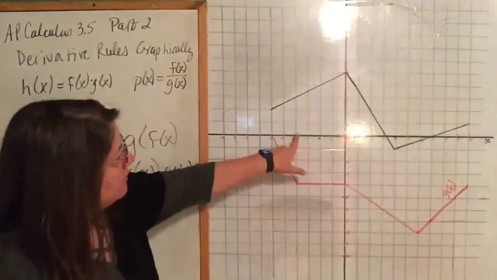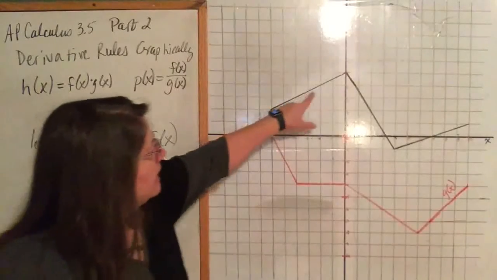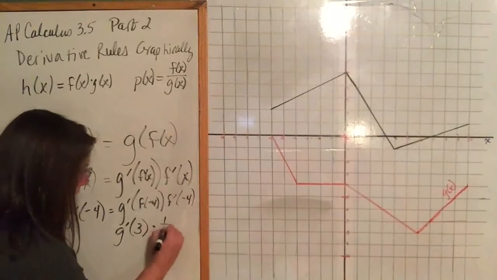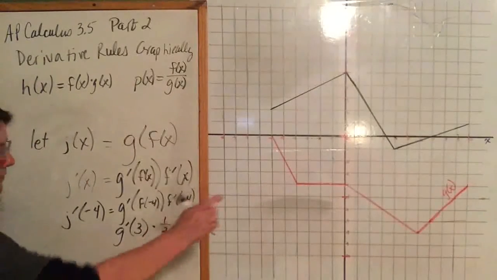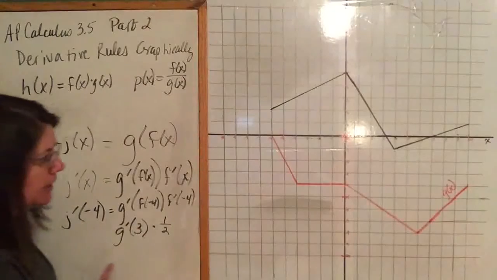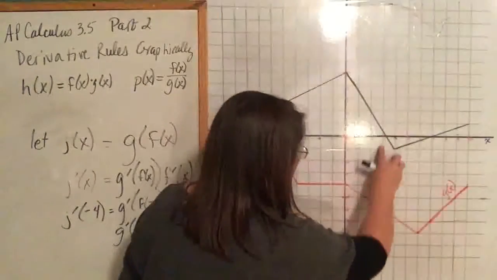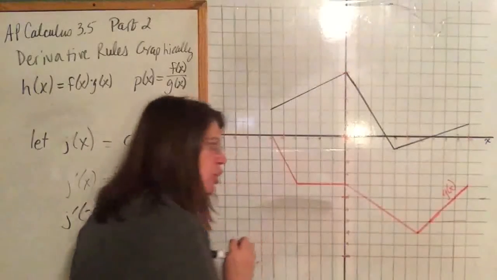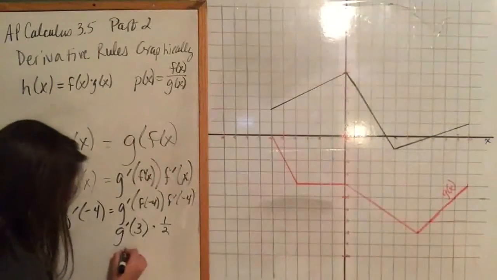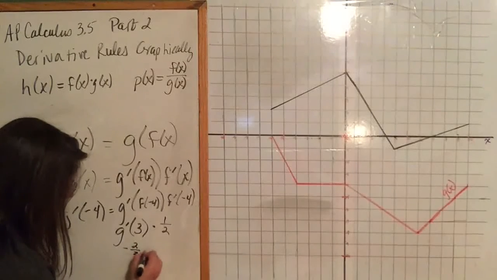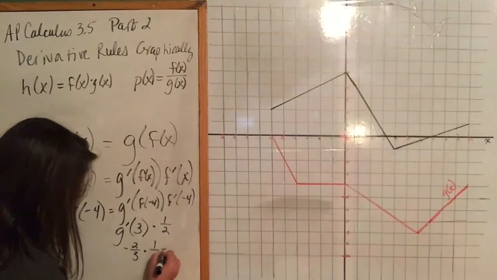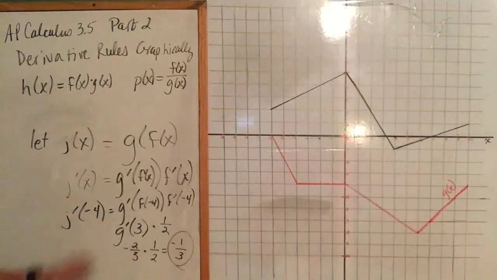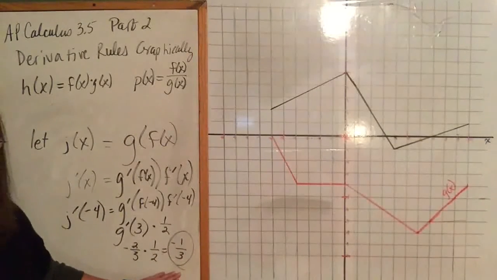F prime of negative 4 is the slope of the tangent line at negative 4. It looks like it's 1/2. So that would be times 1/2. Then we have to go to the g function and find g prime of 3. If we go to 3 on the g function, that slope is 2 over negative 3, so negative 2/3. So we have negative 2/3 times 1/2, which is negative 1/3. So j prime of negative 4, using the chain rule, is negative 1/3.